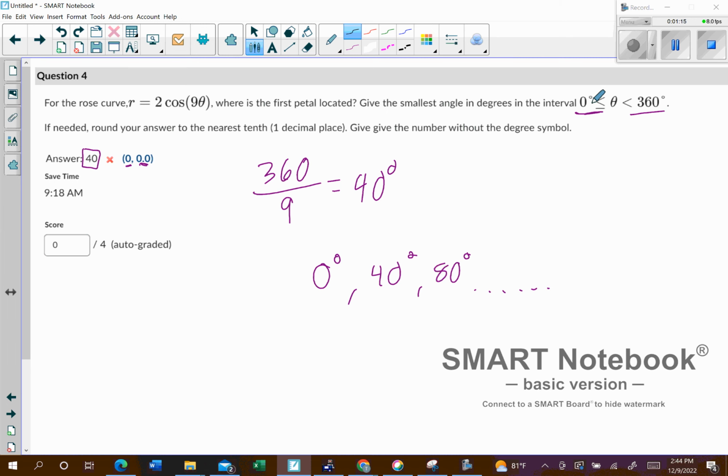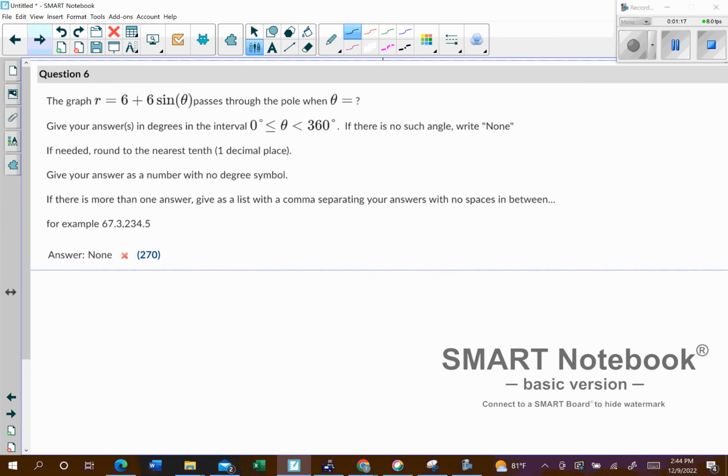Okay, the next three are kind of similar. The first one's not too bad, and then they do get a little complicated after that. But right here it says the graph r equals 6 plus 6 times sine of theta passes through the pole when theta equals what? And they want our solution to be somewhere between 0 and 360 and 1 decimal place.